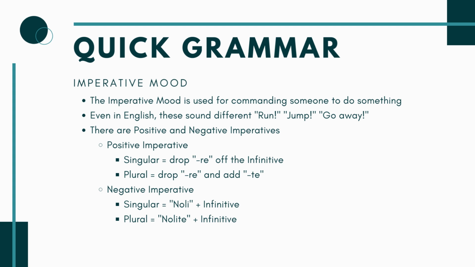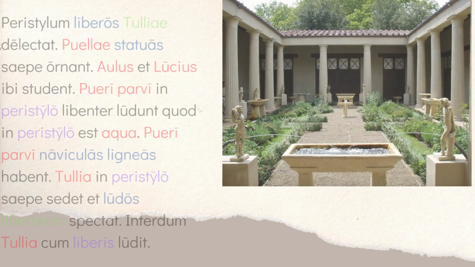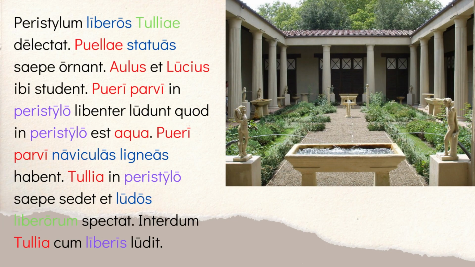So once you're there and you're in a good place, you feel pretty confident in the grammar, the vocab, all that stuff, you're ready to read the story. And here it is. It starts with this. You have peristylum, liberos tuliae delectat.